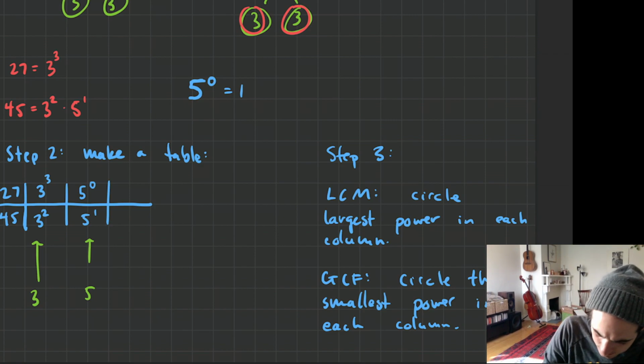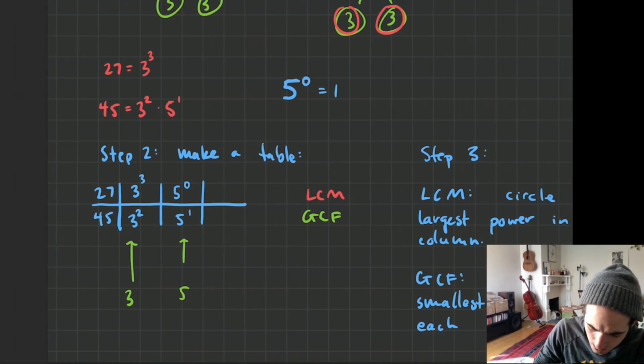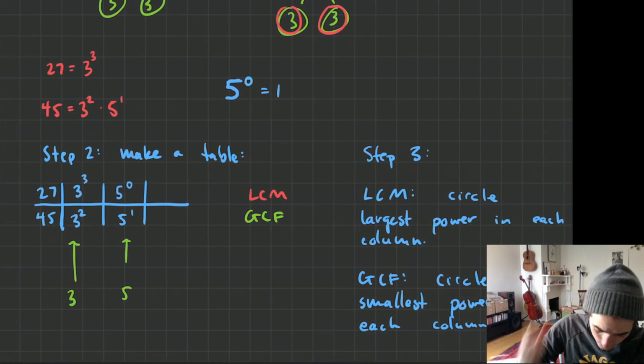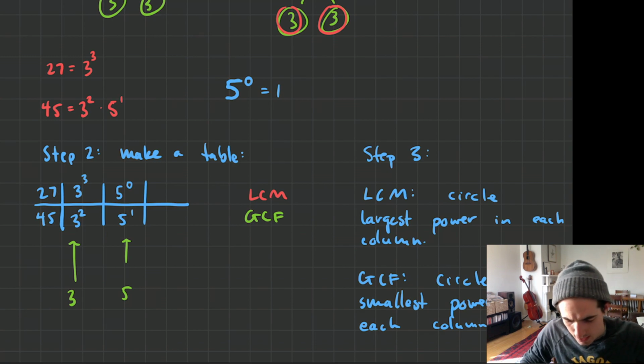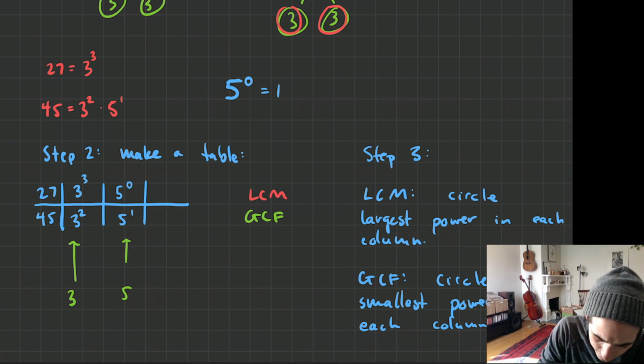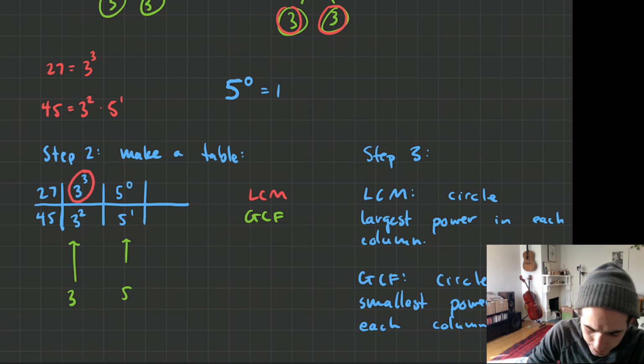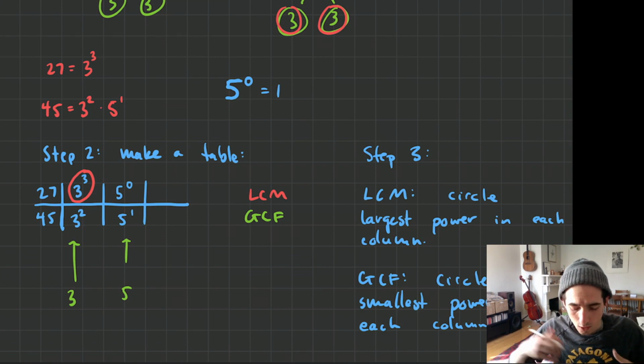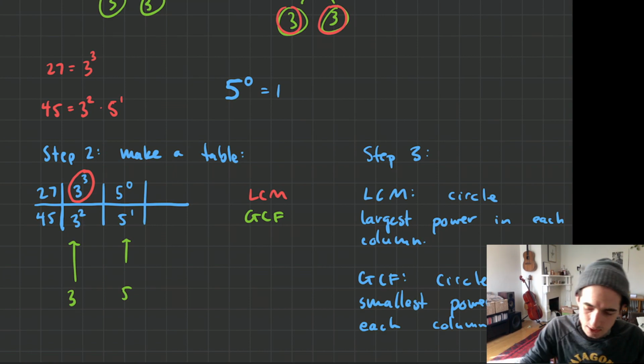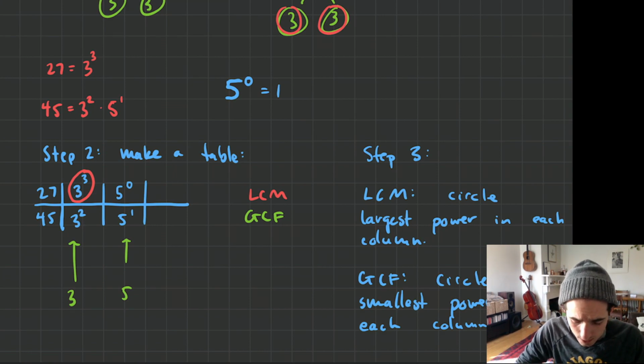I'm going to make the LCM in red and the GCF in green. For the red one, if I'm going to have any kind of multiple of 27, it's going to have to have 3 to the power of 3 as a factor, and that's already eclipsed or already included with the 3 squared, so I don't have to circle the 3 squared.